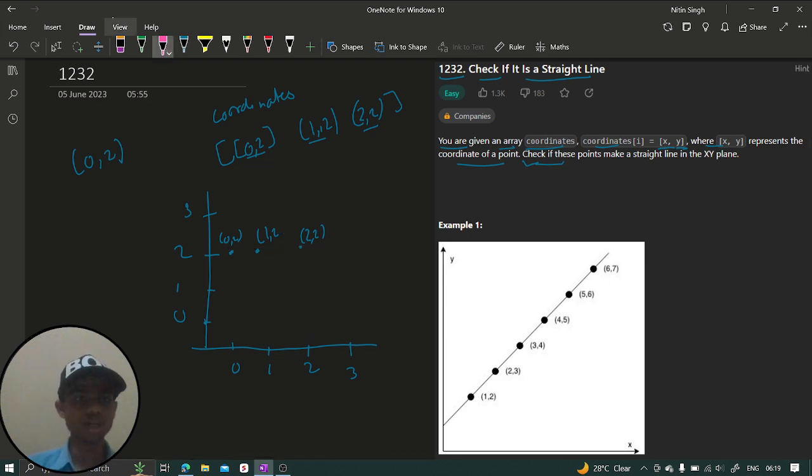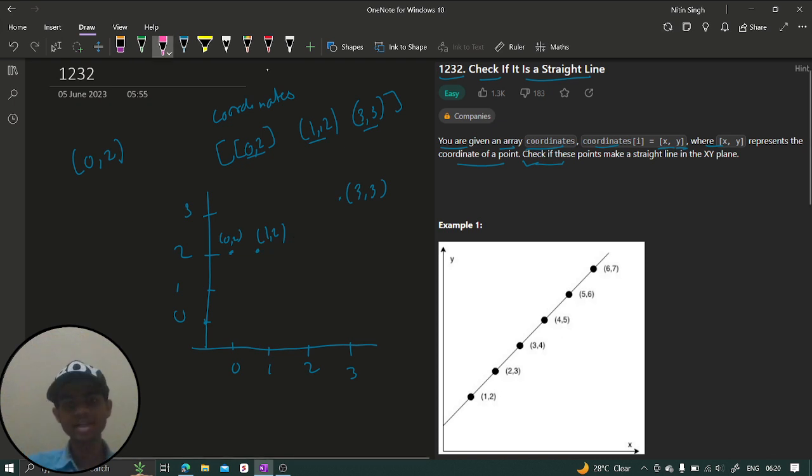But if, let's assume, there is no 2 comma 2, and there is something like 3 comma 3 instead. What is it going to look like? Instead of this, we are going to make a point over here, and it is going to look like this. Now if we draw a line, it is not going to be a straight line. If you see, it is going to be something like here, then here. Does it make sense? So we are going to return directly false.